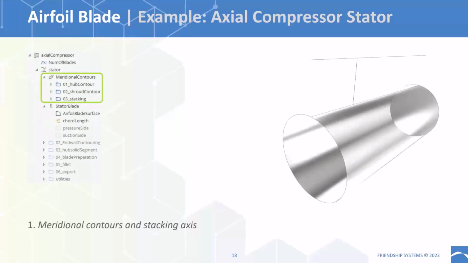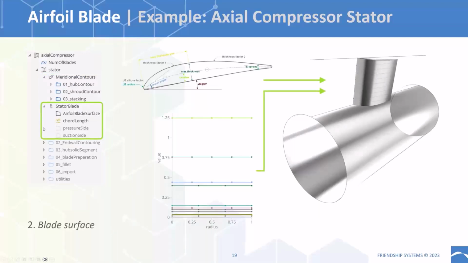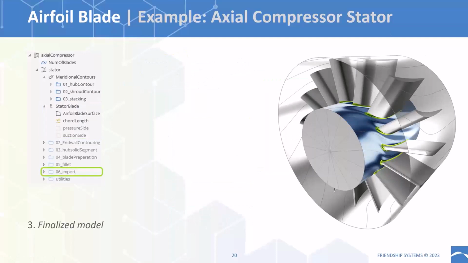So we have an axial compressor blade that we're modeling here. Again, we start by defining meridional contours like hub and shroud contour, as well as the stacking axis, which in this case is at the leading edge. Then, using our airfoil blade that I just showed, we can combine our parametrized airfoil definition with radial distribution functions for these different parameters that we have defined, and then generate the blade. And finally, of course, we finalize our model by adding fillets or end wall contouring like it was done here, and so on.